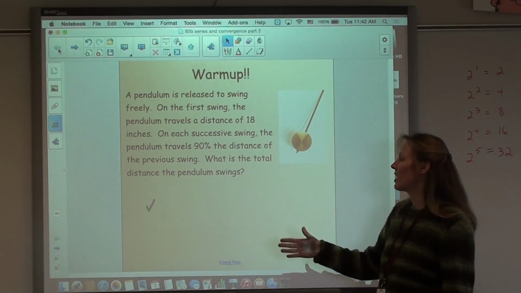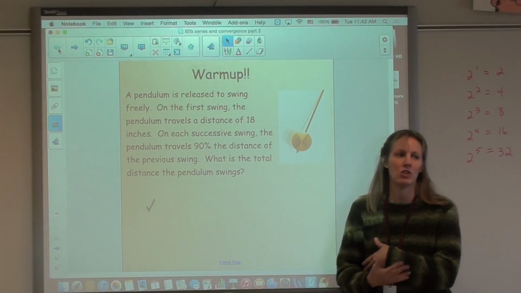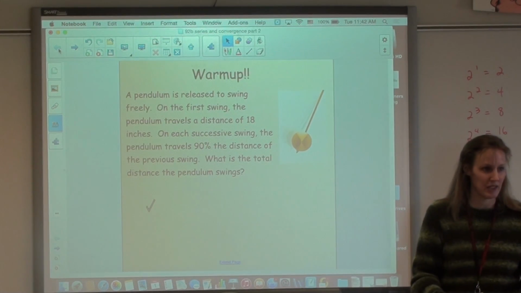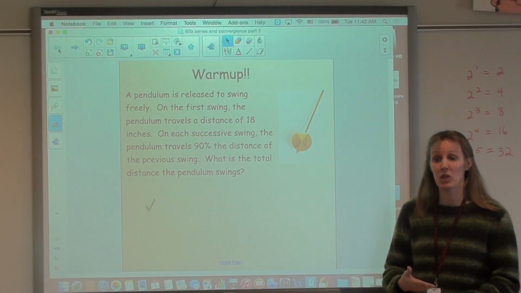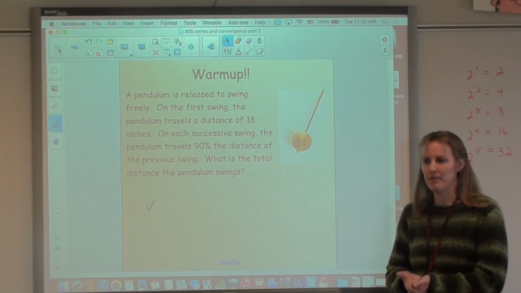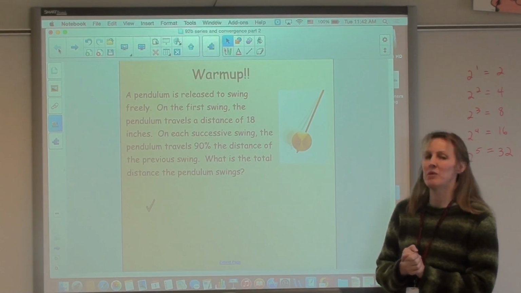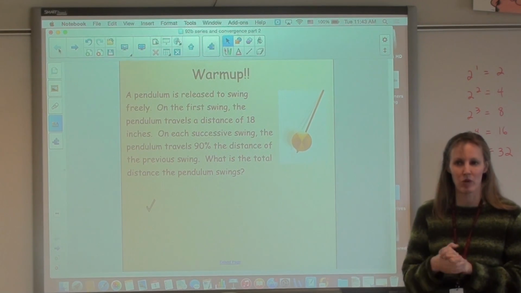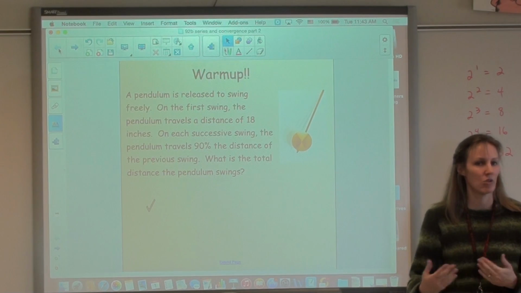So this is actually kind of trying to get you to understand how to convert a word problem into a geometric series, right? So if this was a geometric series, if we're writing this in sigma notation, what would our first term, our a value, be? 18, the first distance. What would our common ratio, our r, be? What are we multiplying by each time? 0.9, right? 90% or 0.9.